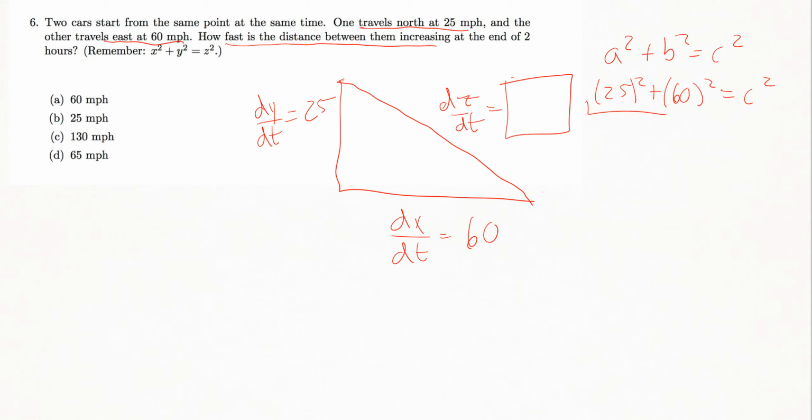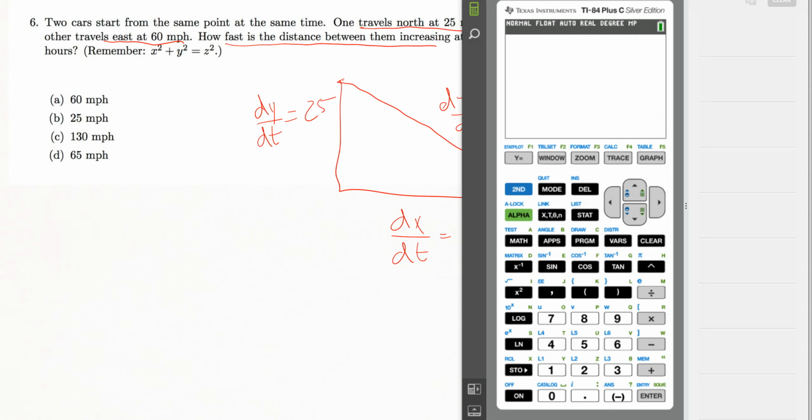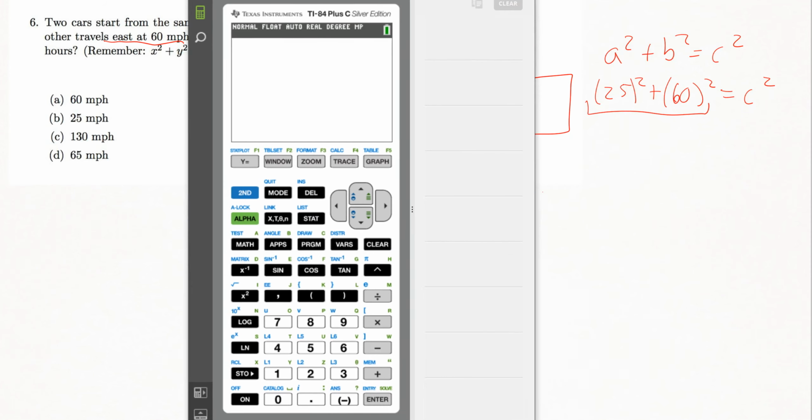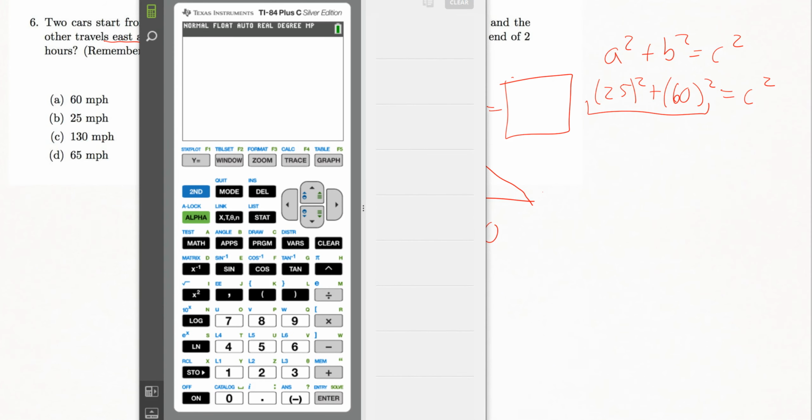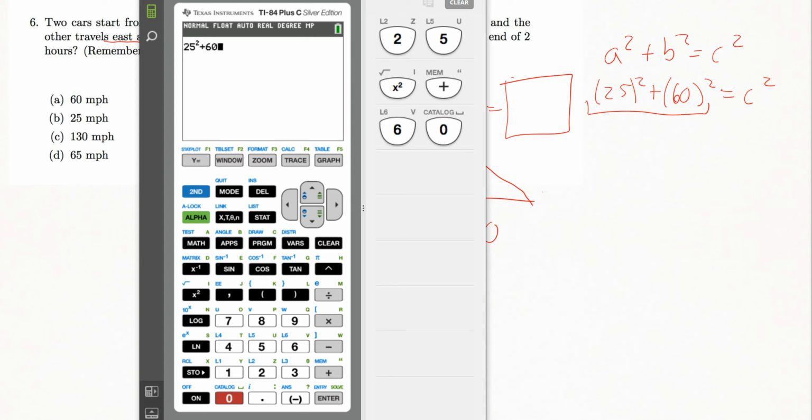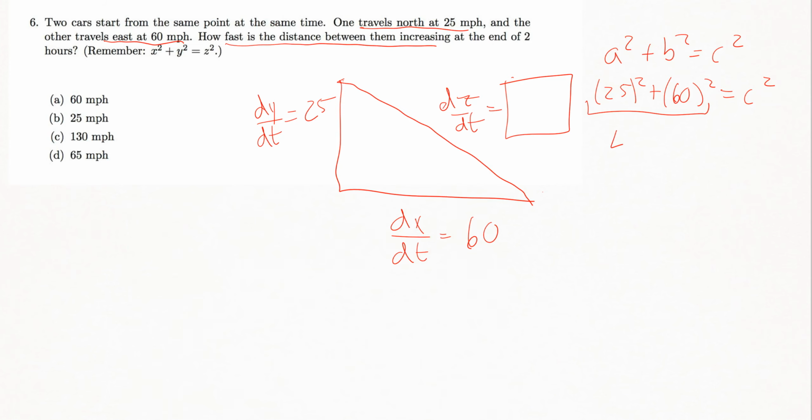We go ahead and grab our calculator real quick and figure out what that value is. So I open up my calculator and move it to the side here so I can see what I'm doing. And I do 25 squared plus 60 squared. And I hit enter, and that gives me 4,225. So 4,225 equals c squared. I then need to get c by itself, so I just square root both sides.